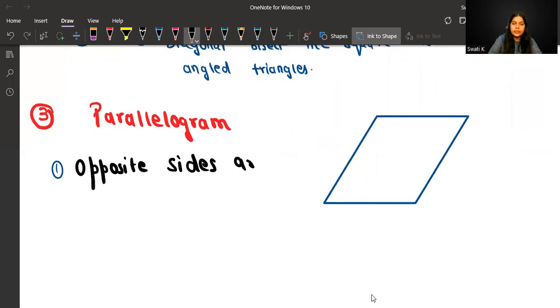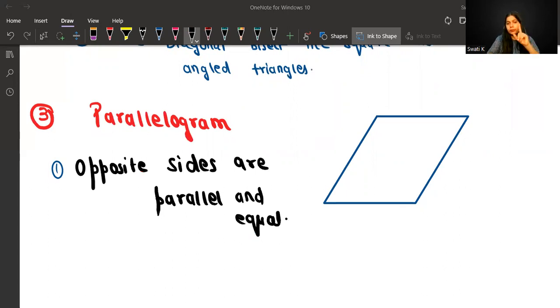So opposite sides are parallel and equal. Okay. Next property we have is, the diagonals bisect the angles. Okay. So for that, I'll draw the diagonal here. Just like earlier we saw that a line was bisecting another line. Here the line is bisecting the angle. What does that mean? Let us understand that.